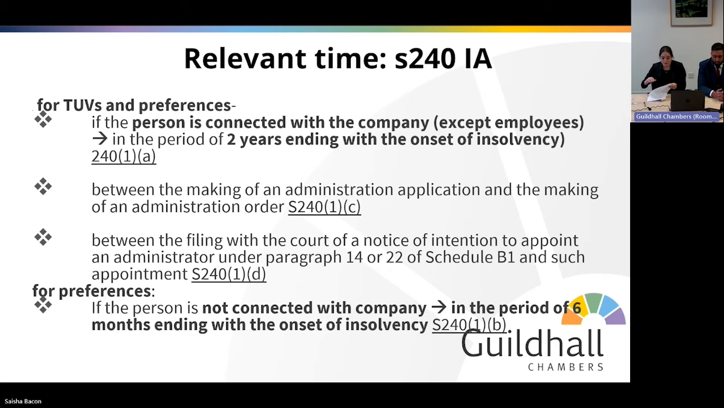In either case, whether connected or not, and it's the administration we're looking at, then the relevant time also includes the period between the making of the administration application and the making of the administration order, if it's that type of administration, or with the filing of a notice of intention to appoint with the court under paragraph 14 or 22 of Schedule B1 and the date of that appointment. So that's the relevant time that the administrator or liquidator will be looking at and seeing whether the transactions or the preferences given fall within those periods.